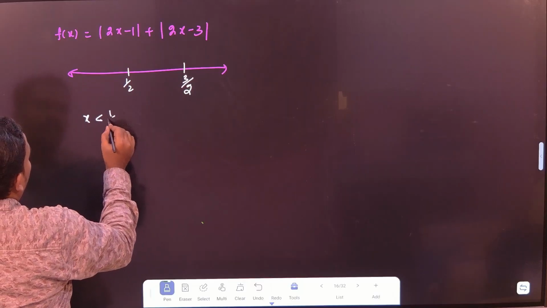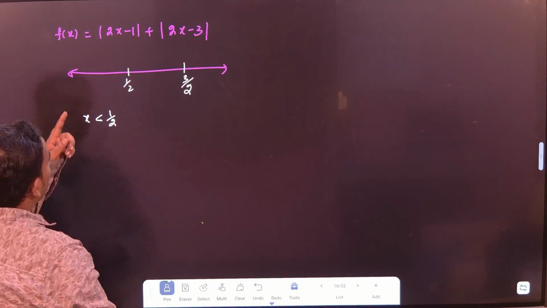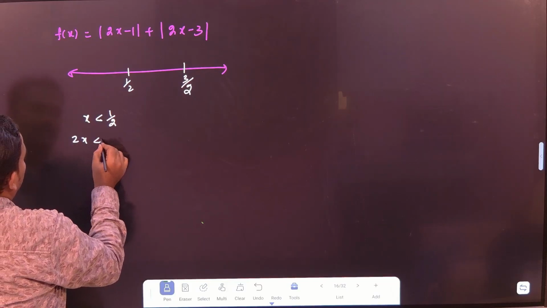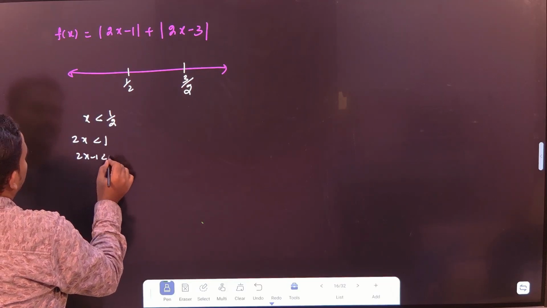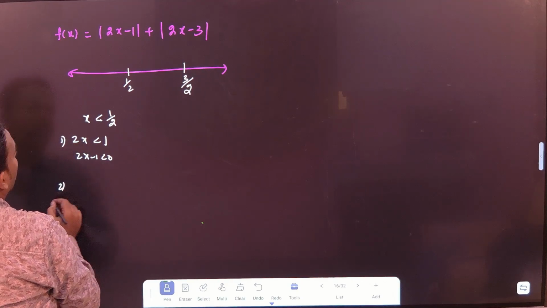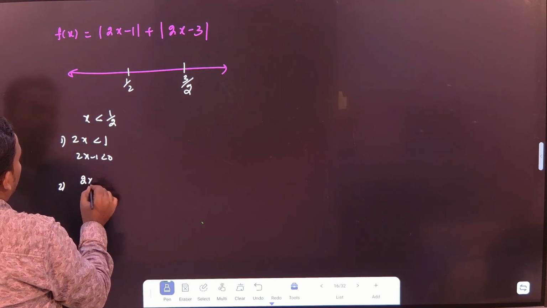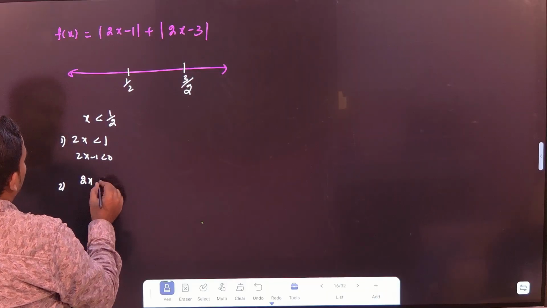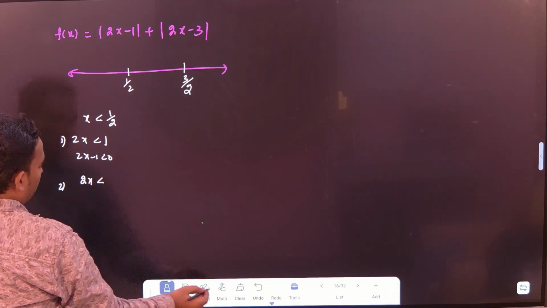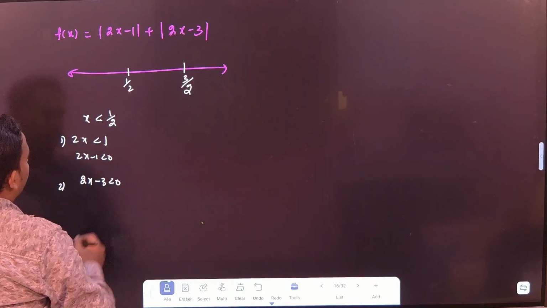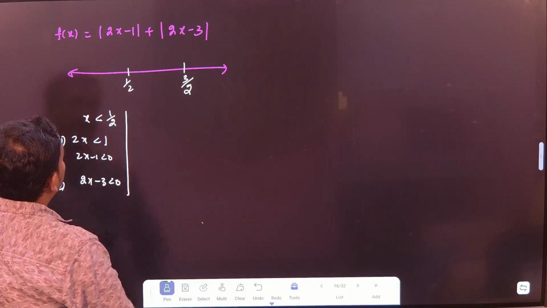X less than 1 by 2 you can take. So 2x minus 1 is required, positive? 2 times x is less than 1, so 2x minus 1 is less than 0. This is the first one. Second one, 2x minus 3. Less than 1 means you can add minus 3. So definitely 2x minus 3 will be less than 0.